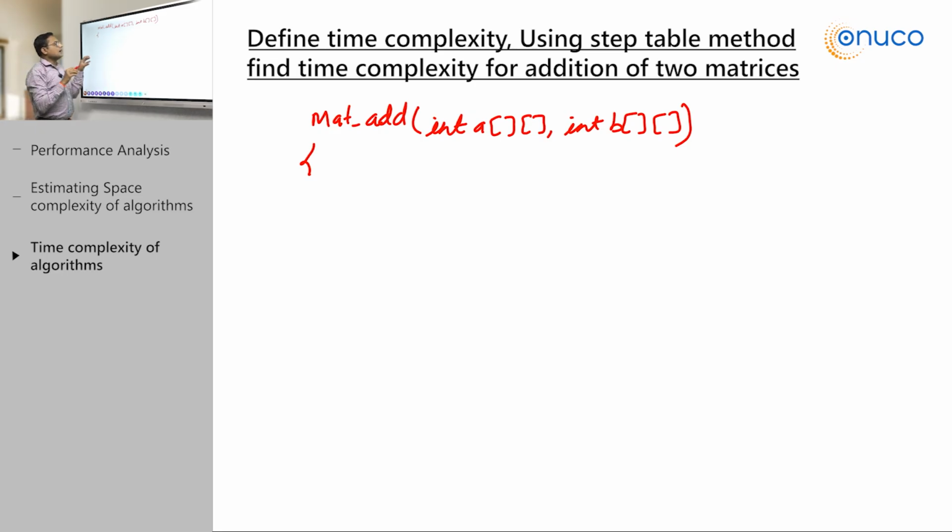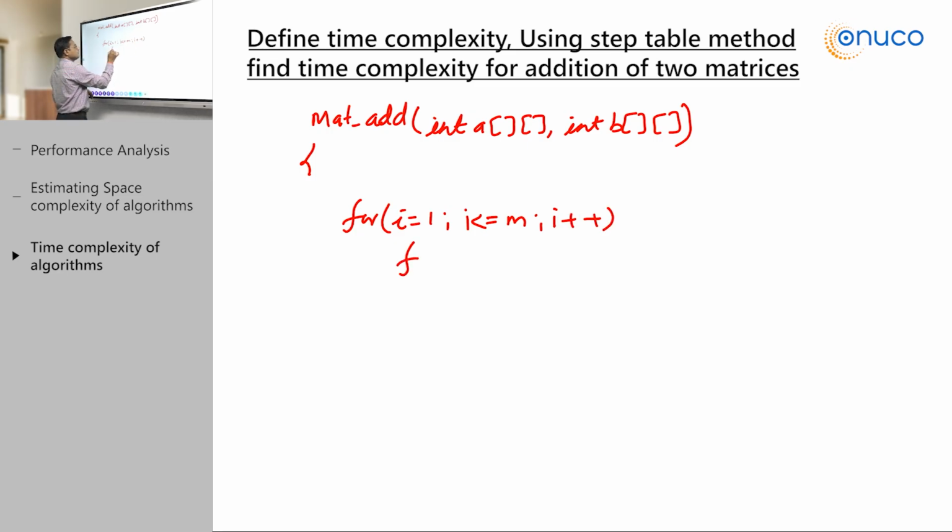Remember, since you are going to add element by element, we have to run 2 for loops. Say we are adding for i is equal to 1, i less than or equal to m, i plus plus. Similarly, we are going to write another for loop for j is equal to 1, j less than or equal to n, because we consider it is not a square matrix, number of rows is not equal to number of columns. Hence we have in this matrix m number of rows and n number of columns.